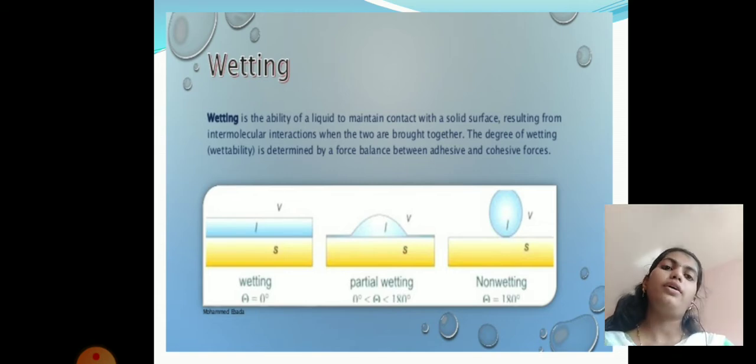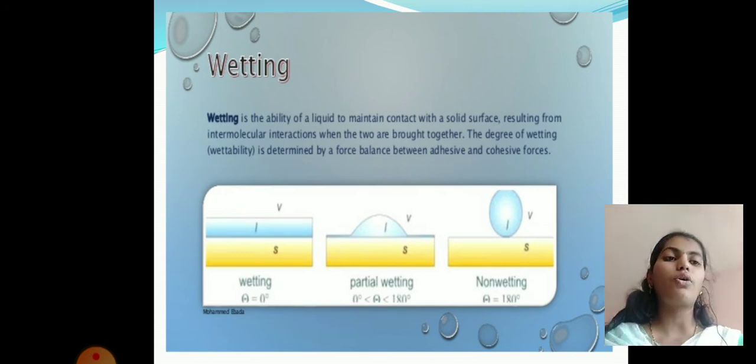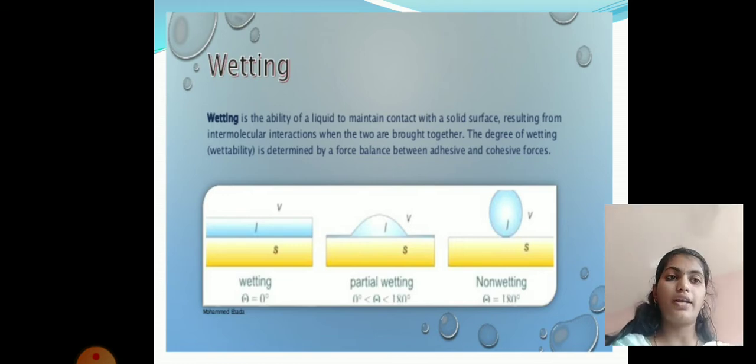Now, wetting is equal to 0 for 0 degrees, then partial wetting is 0 to 80 degrees, and non-wetting is above 80 degrees. Wetting depends on the contact angle. Our contact angle has types: one is the acute angle, and the other is the obtuse angle.